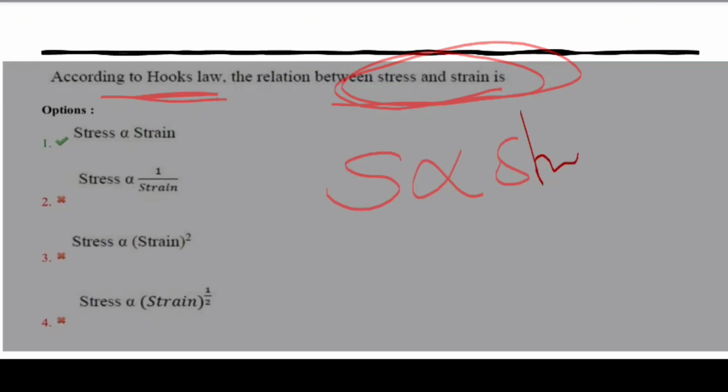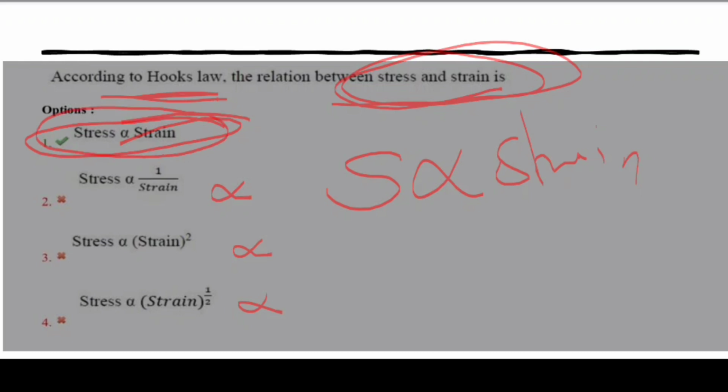According to Hooke's law, the relation between stress and strain is that stress is always directly proportional to strain. Option A is correct. Stress is not inversely proportional, not proportional to strain square, and not proportional to the square root of strain. If stress increases, strain increases. If stress decreases, strain decreases.